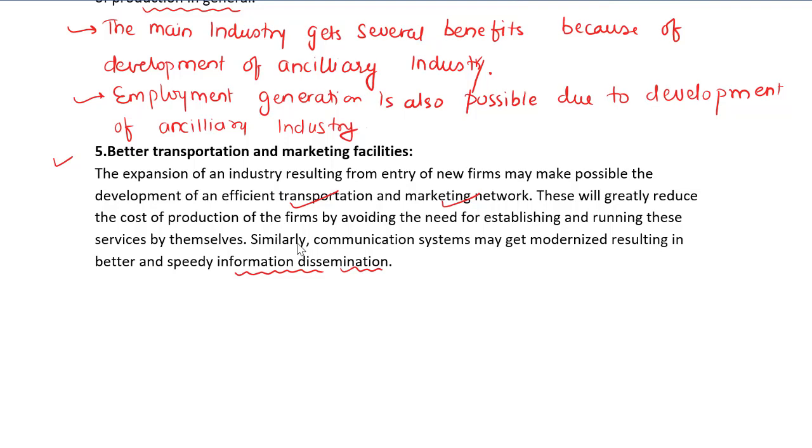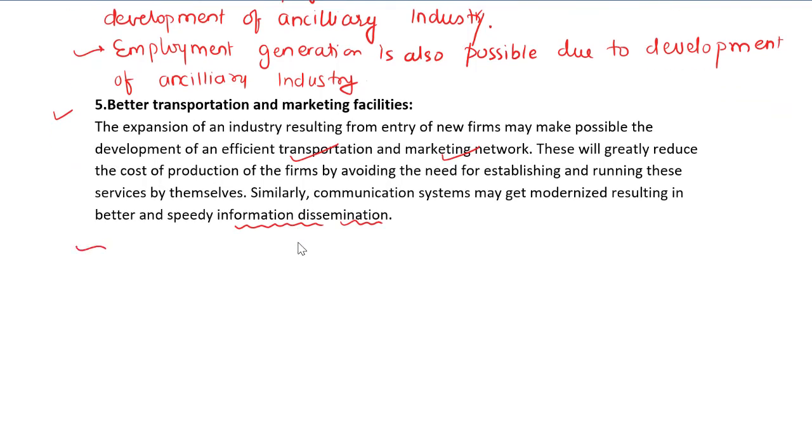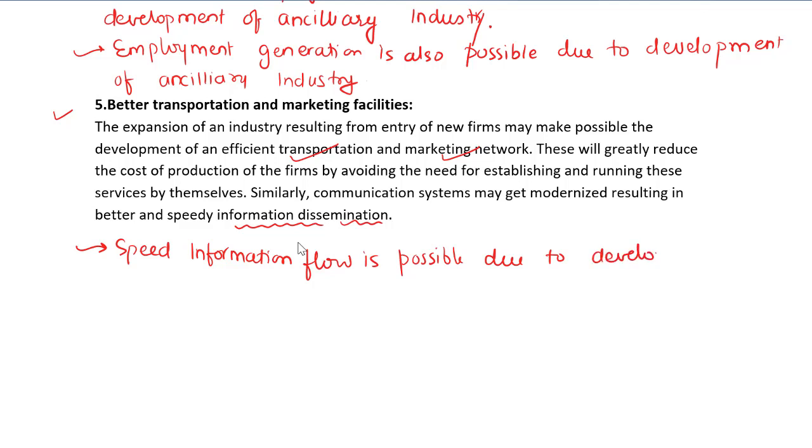I believe you understood. Just write a line. Speedy information flow is possible due to development of better communication channels.